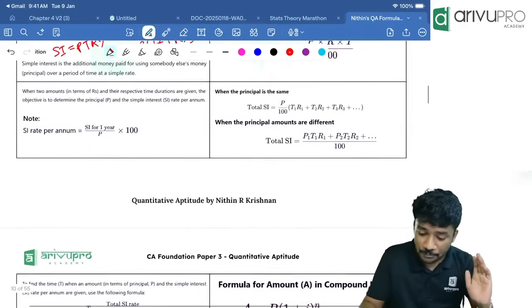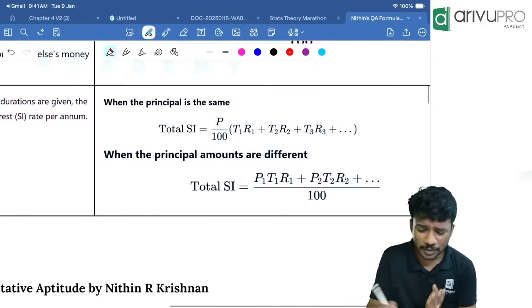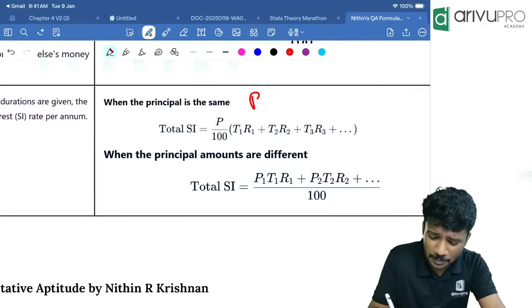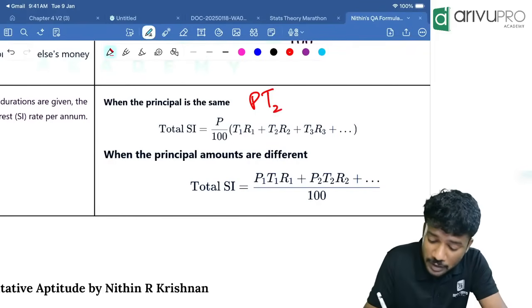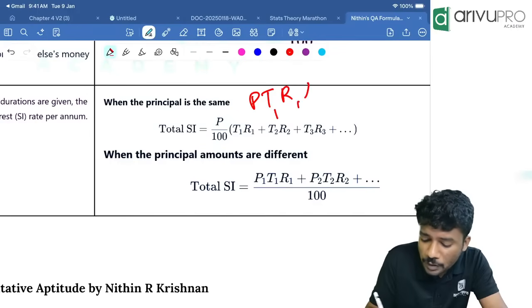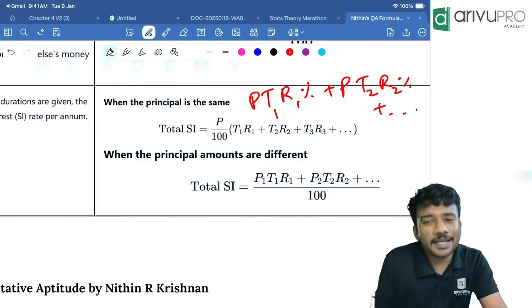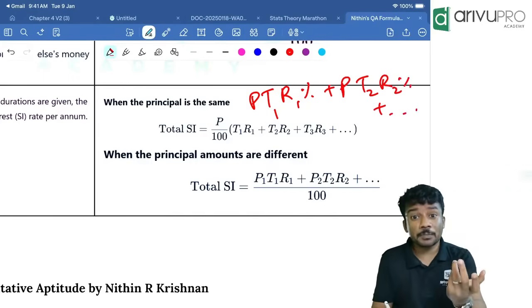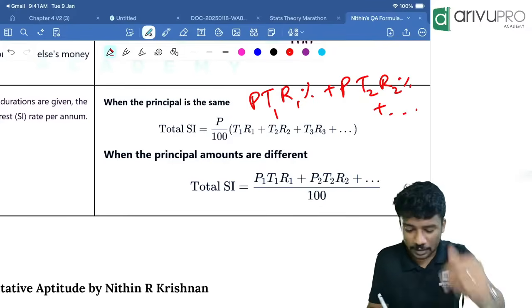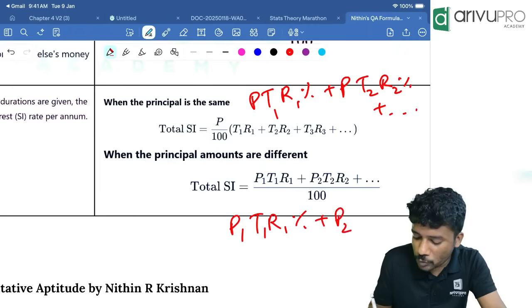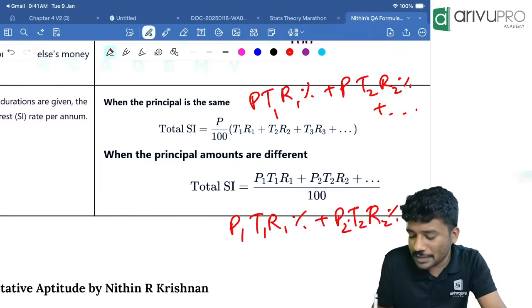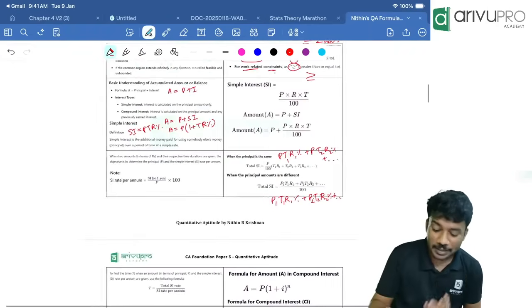Then next one, all are taken from our same formula. It can be written as, if the rate percentage and time are different for different cases, P into T1 R1 percentage plus P into T2 R2 percentage plus etc. What if the principal value is also different for different time periods and rate percentages? You can write it as P1 T1 R1 percentage plus P2 T2 R2 percentage plus etc., and it goes on till however many there are.